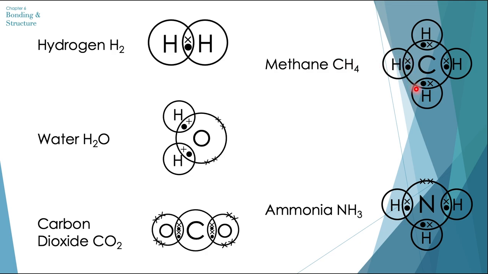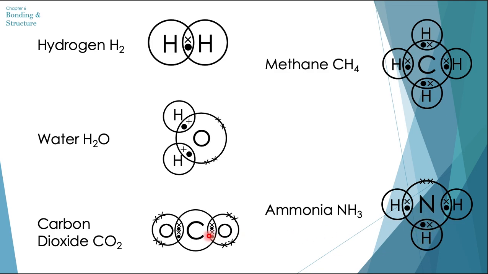Methane has 4 hydrogen atoms bonding with 1 carbon atom. Water has 2 hydrogen atoms bonding with 1 oxygen atom, and these two all have single covalent bonds here. So does ammonia. 3 hydrogen atoms bonding with nitrogen, all having single covalent bonds.